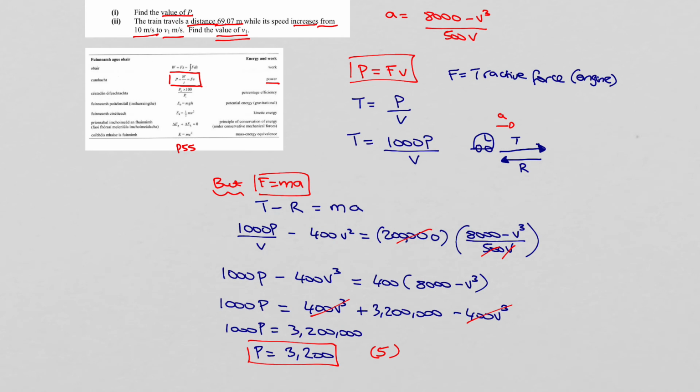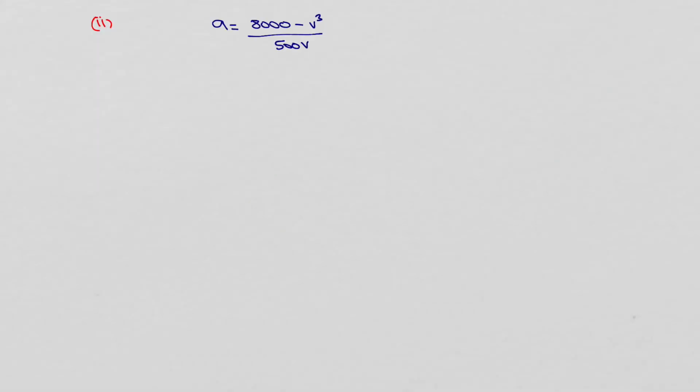Okay, so we know our acceleration is equal to (8,000 minus v cubed) over 500v. So we need to decide, are we letting a equal dv/dt or v dv/ds? We can see that our limits are in terms of velocity and we're looking at distance travelled. So therefore we're going to use acceleration as v dv/ds, so that we have velocity and distance in there.